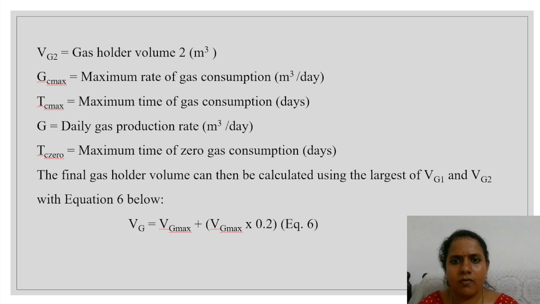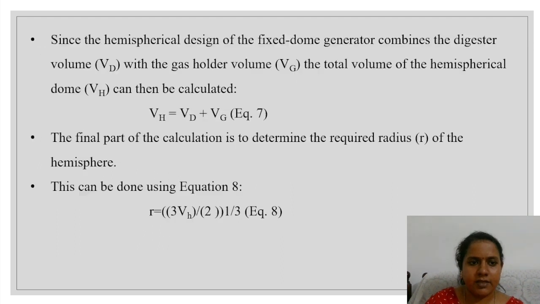Final gas holder volume is calculated by using the largest of Vg1 and Vg2 in equation 6. Vg equal to Vg max plus, whichever is the largest, Vg1 or Vg2. If Vg1 is larger, then Vg max is Vg1. If Vg2 is the largest, Vg2 will be the Vg max. Okay, Vg equal to Vg max plus Vg max into 0.2. Okay, it is equation 6.